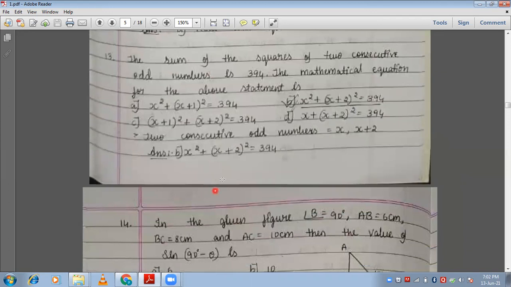13th question. The sum of the squares of two consecutive odd numbers. So the first odd number is x, and the second one is x plus 2. Now, here sum means plus, and the given is squares. The sum of the squares means x square plus x plus 2 whole square, which is equal to 394. So which option is right? Option B is correct.